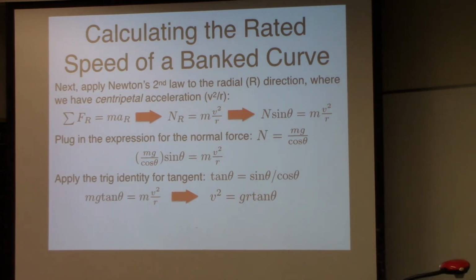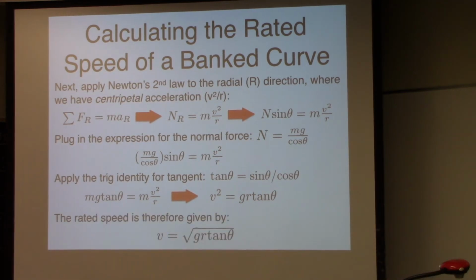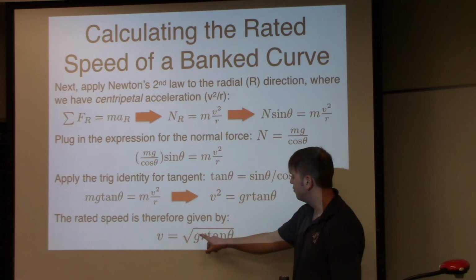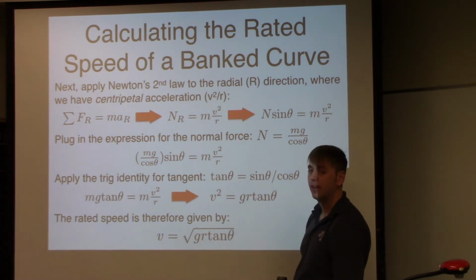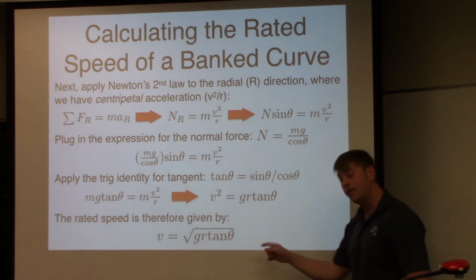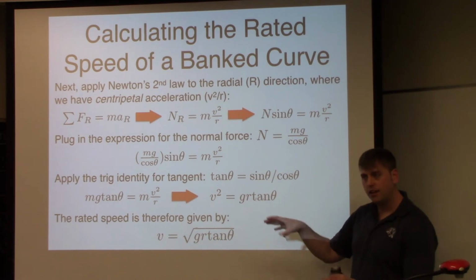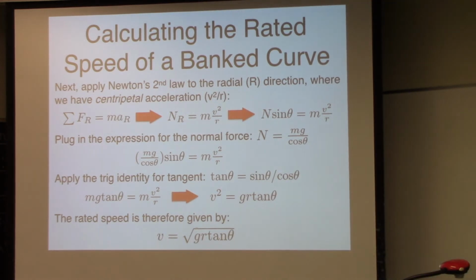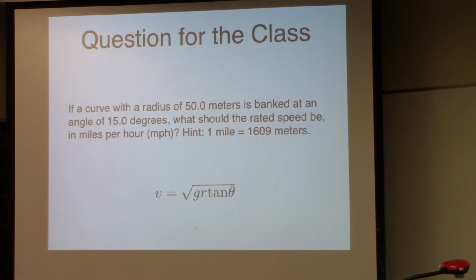So we're almost there. All we need to do is take the square root on both sides to give us v is equal to the square root of g times r times tangent of theta. That gives us the rated speed of this banked curve. In other words, this is how fast you have to drive on the curve to not need any friction to hold your car in place. That's the rated speed. Okay, so with that in hand, let's do a question for the class.